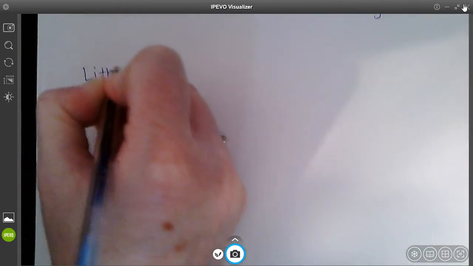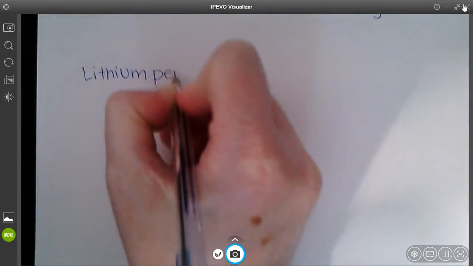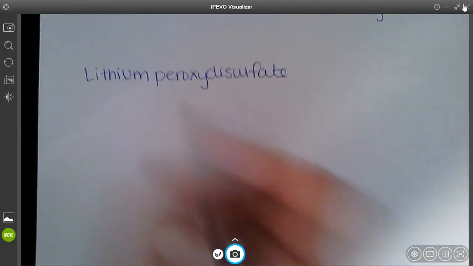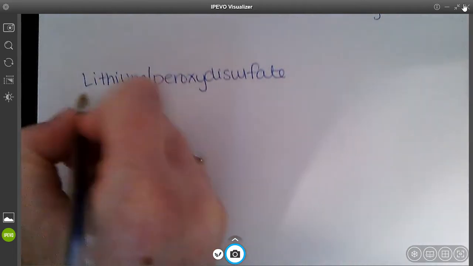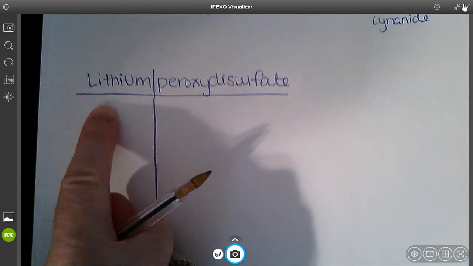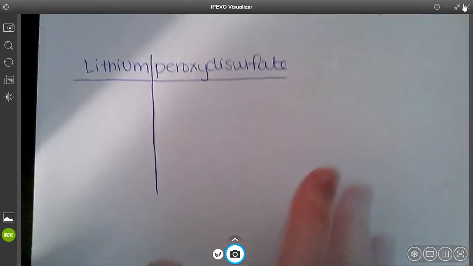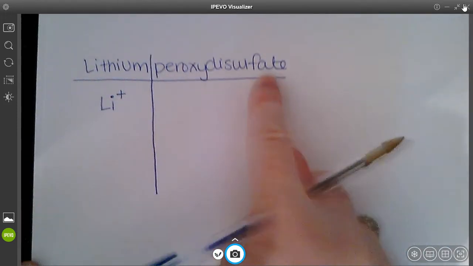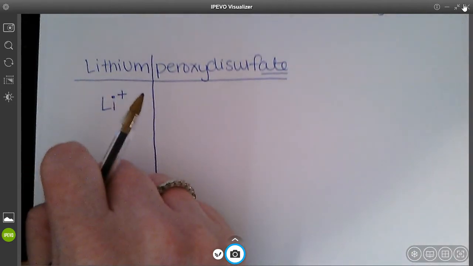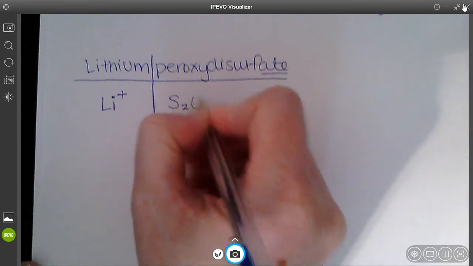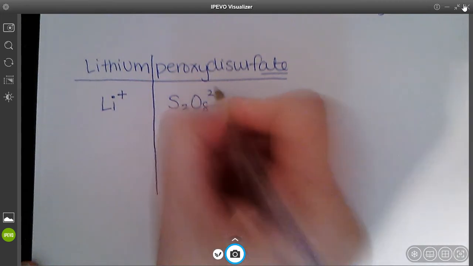Let's do one more. What if I had lithium peroxydisulfate? Okay, separate. Lithium is a metal, so you find it on the periodic table. It does not have a Roman numeral, so you know the charge is always the same. Lithium, I can find it, and I know it makes a positive 1 charge. Peroxydisulfate, the ATE is your clue to go to your polyatomic ion list. And we went through this earlier in the notes. This is S2O8 with a 2 minus charge.